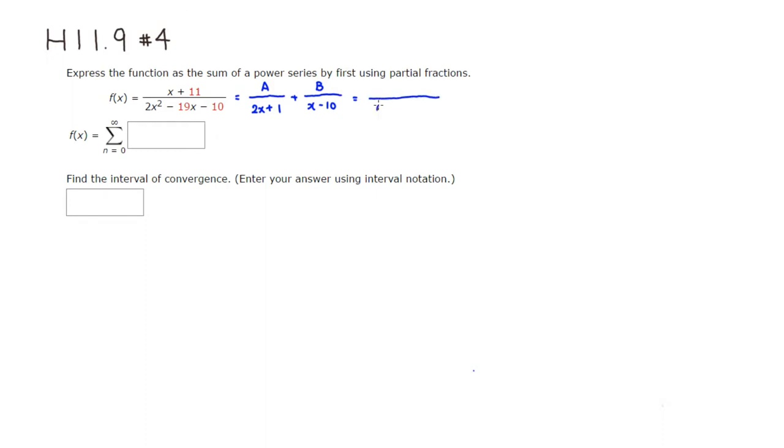Then we can just put them back together. Just multiply them together. So you have A times (x minus 10) plus B times (2x plus 1). Since the denominators are exactly the same, we have to match the numerators. So x plus 11 and A times quantity x minus 10 plus B times quantity 2x plus 1 must be the same.